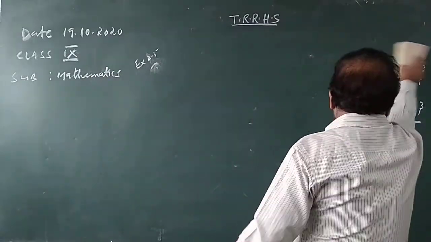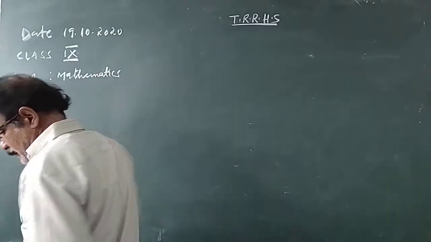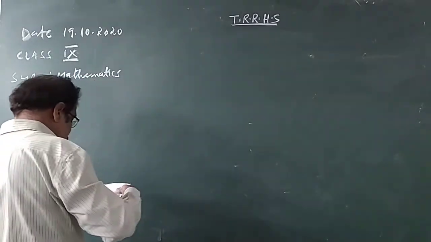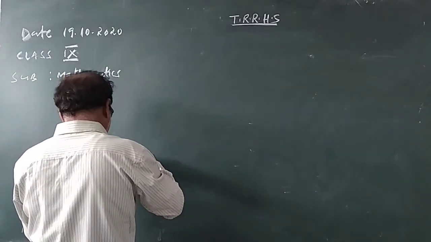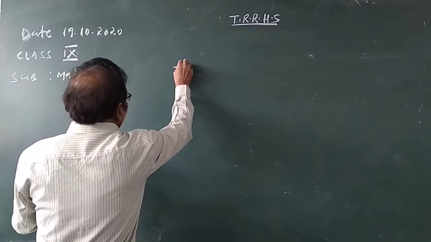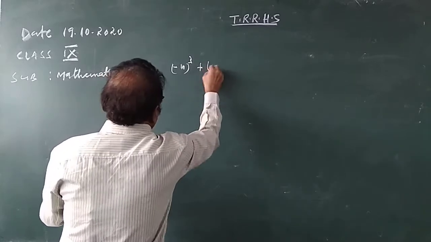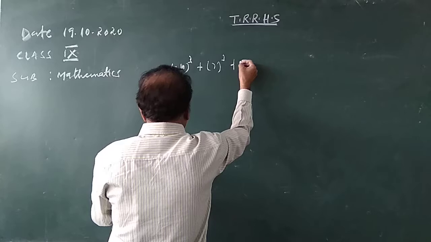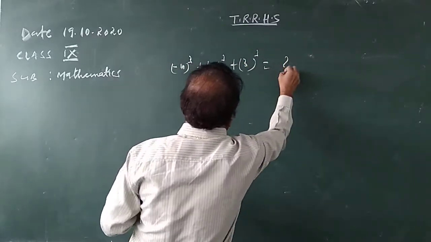Let us see problems on this. Minus 10 cube plus 7 cube plus 3 cube is equal to how much?